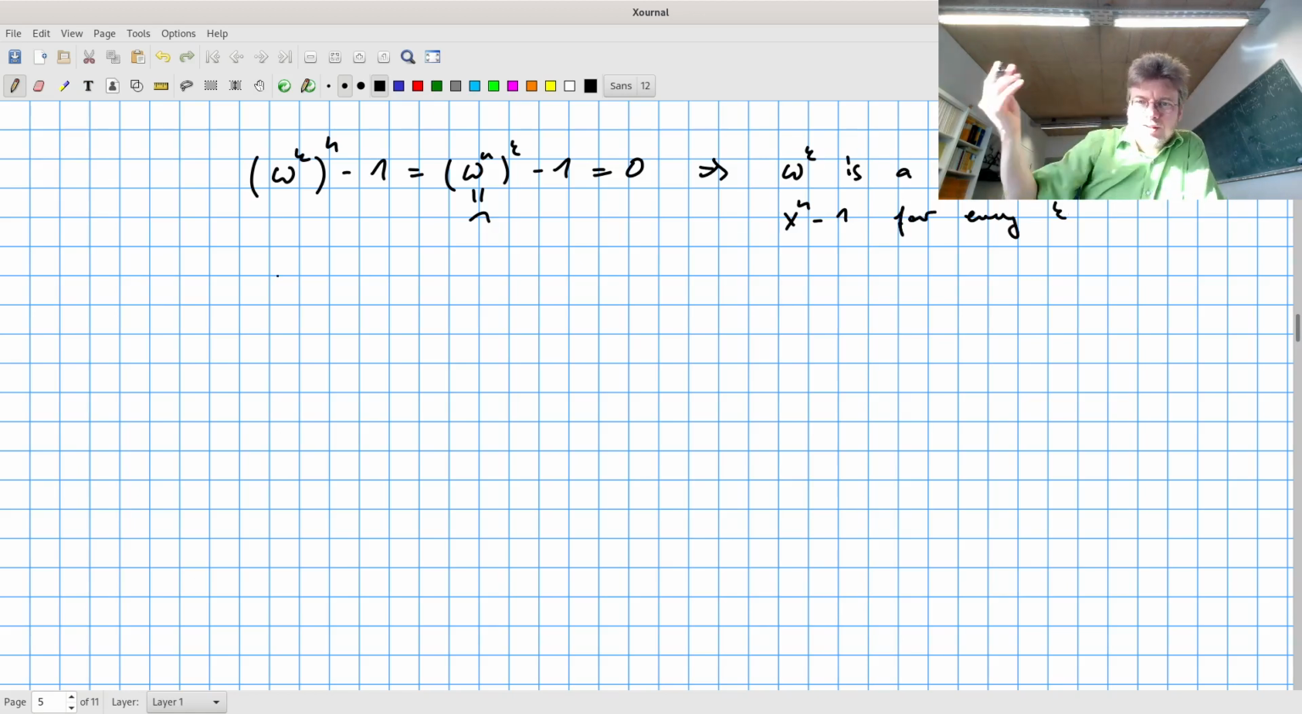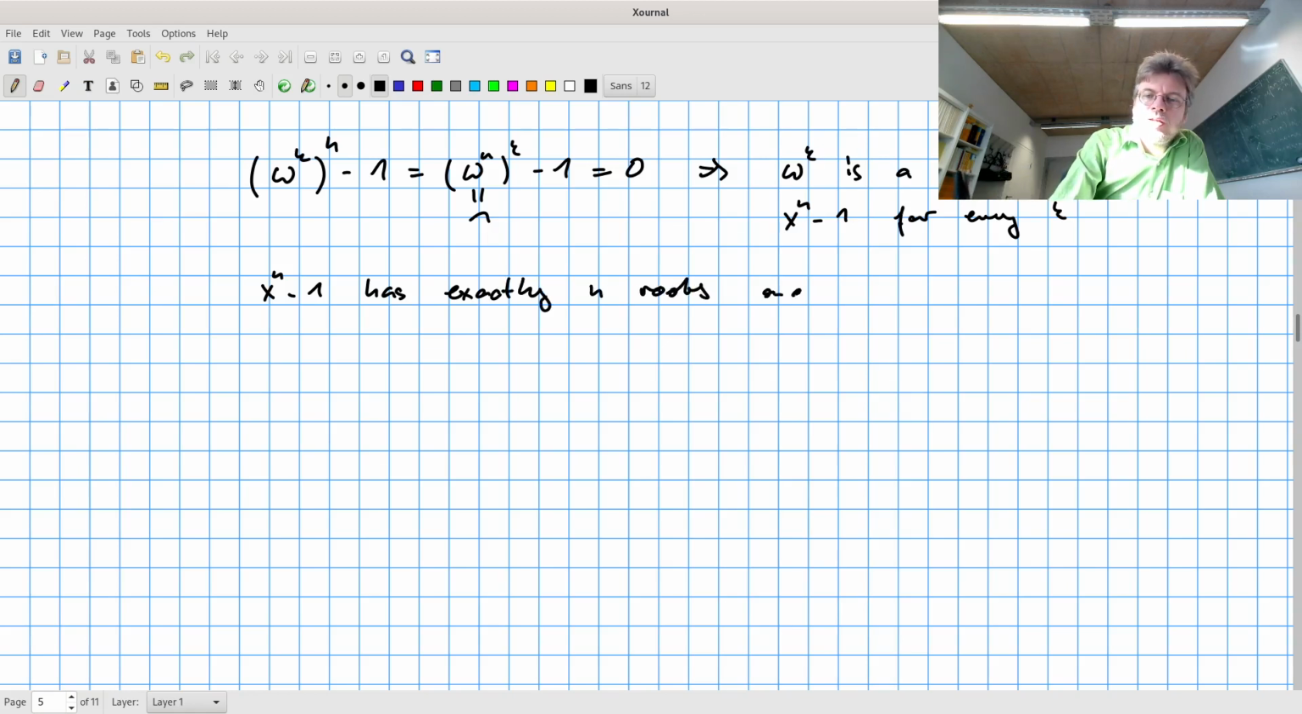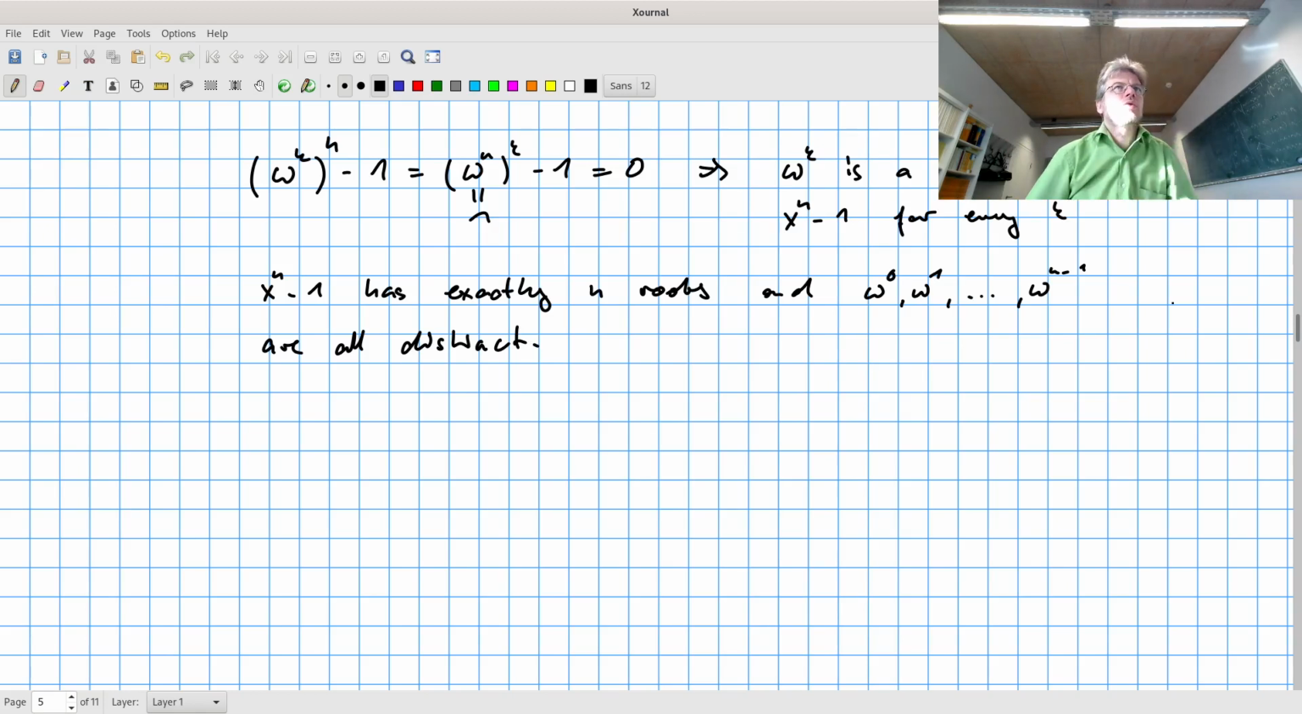But that's only part of the story, and the other part of the story is that x to the n minus 1 has at most, in fact in this case exactly, n roots, and omega to the 0, omega to the 1, up to omega to the n minus 1 are all distinct. And so we are done. These are roots, and there cannot be any further roots, and so that's it.